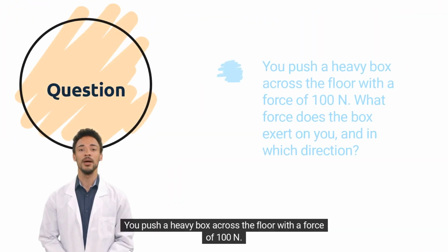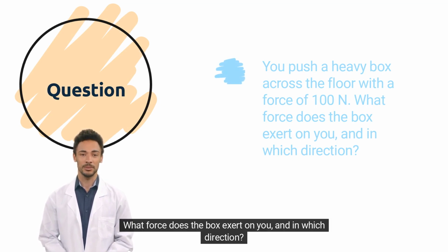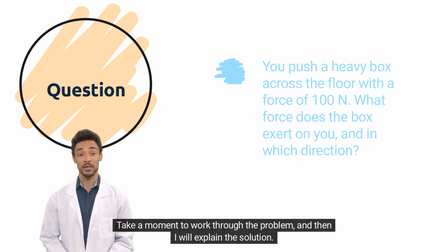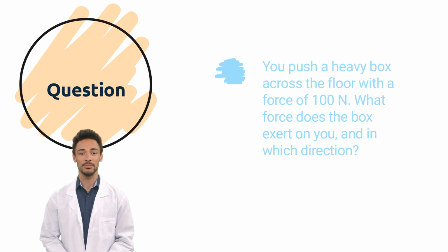You push a heavy box across the floor with a force of 100 N. What force does the box exert on you, and in which direction? Take a moment to work through the problem, and then I will explain the solution.